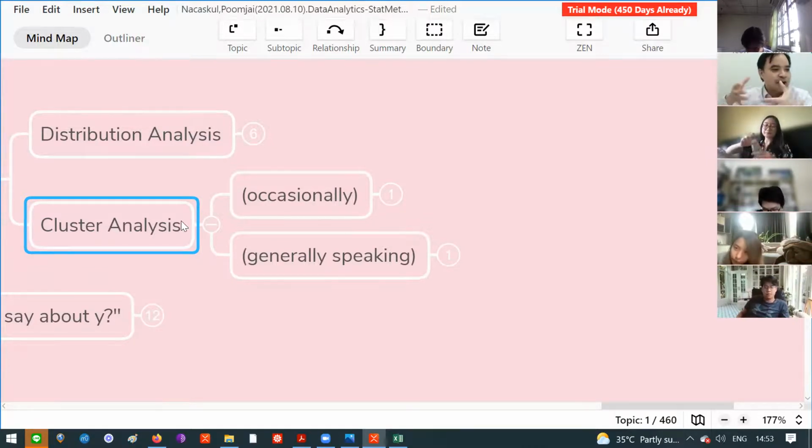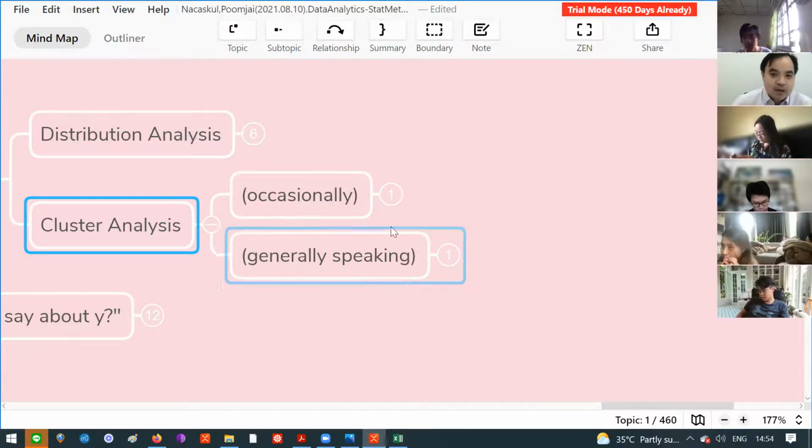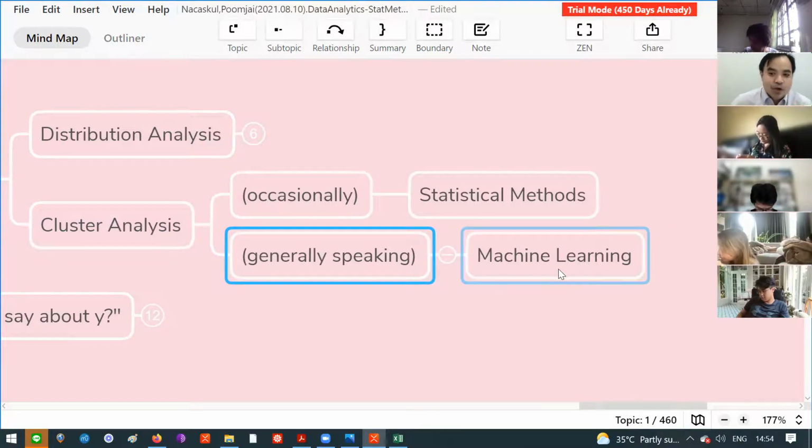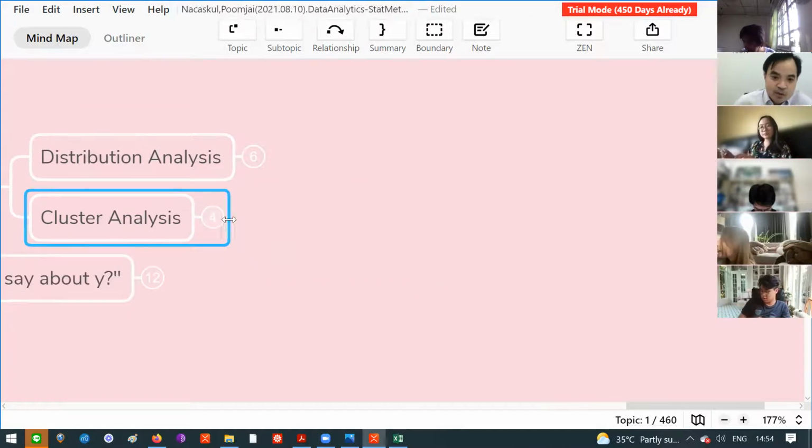They just sort of hang around the cocktail table, and there are 5, 6 of them, and they talk to each other all the time, but they don't talk to the other 5 or 6 people. So you want to know about this kind of clustering. Well, occasionally you use statistical method. Mostly, generally speaking, you talk about machine learning. Okay, so that's a sort of model we have.